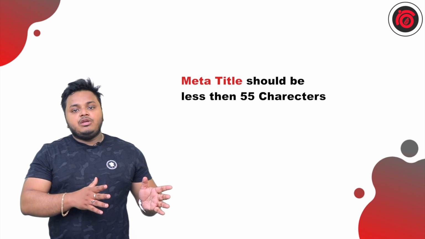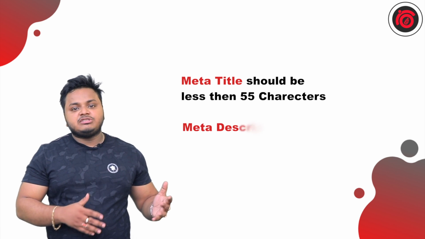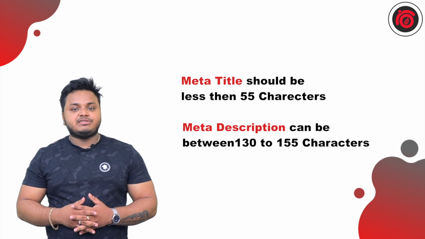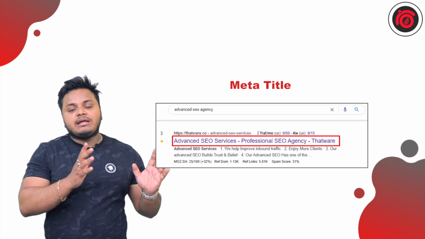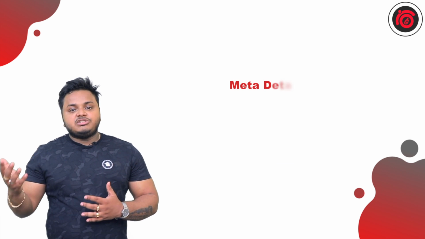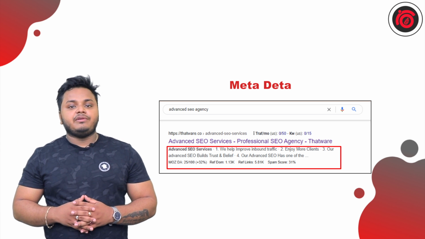Meta titles should be less than 55 characters including spaces, and meta descriptions can be between 130 to 155 characters including spaces. As you can see from the screen, this is an example of how a meta title appears on a search snippet, and also as you can see from the screen, this is an example of how a meta description is appearing on a screen.